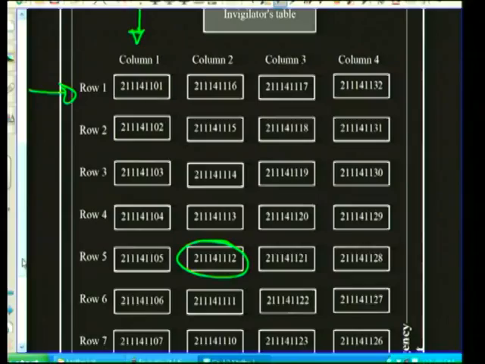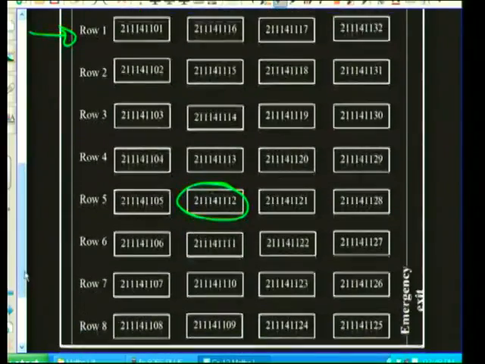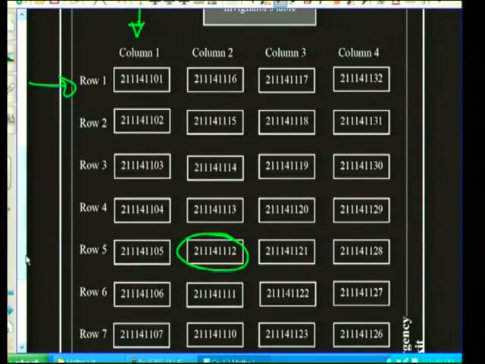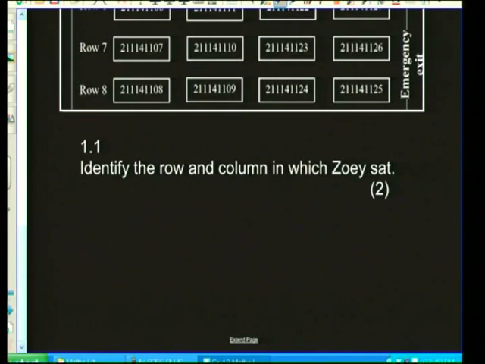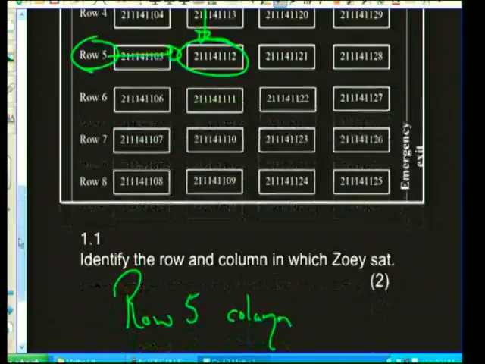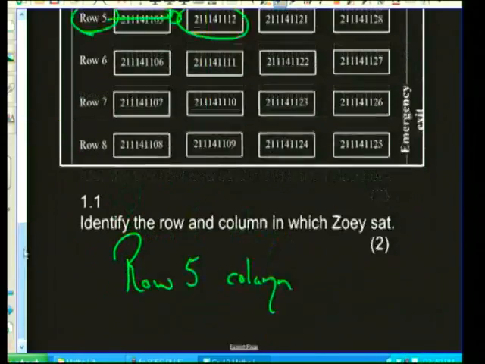The question says now, what row and what column is Zoe in? So when we look at it, I'm going to say, well, that's easy. Zoe is in row 5 as well, because there she is, and column 2. That's her seat over there. So it's quite simple. It's going to be row 5 and column... which one was it? Column 2.